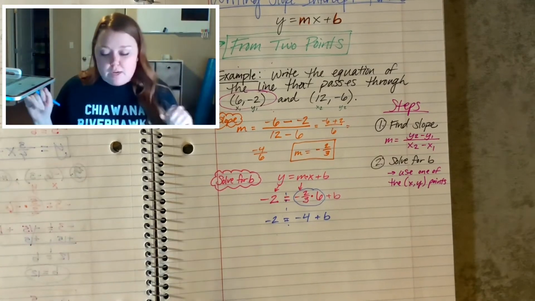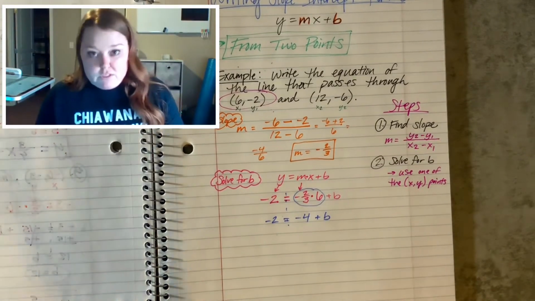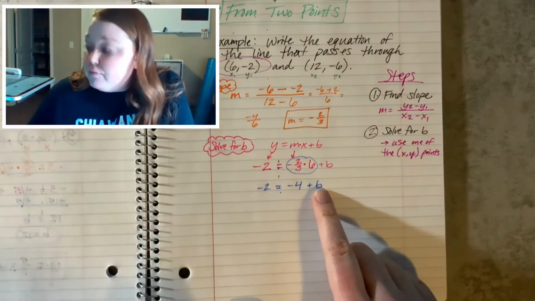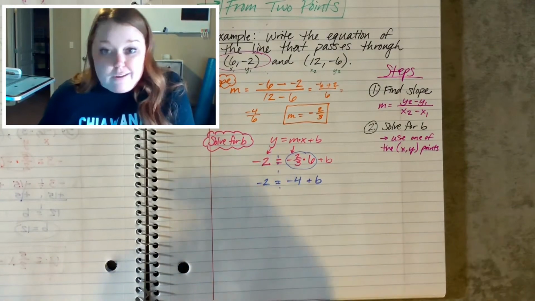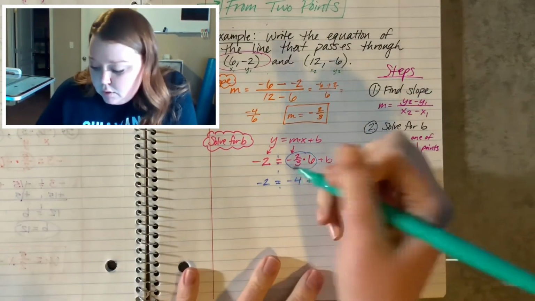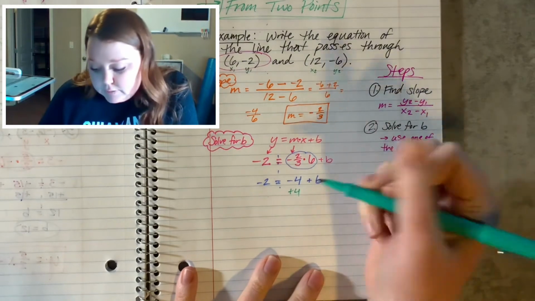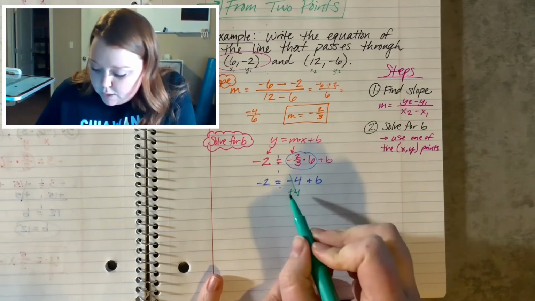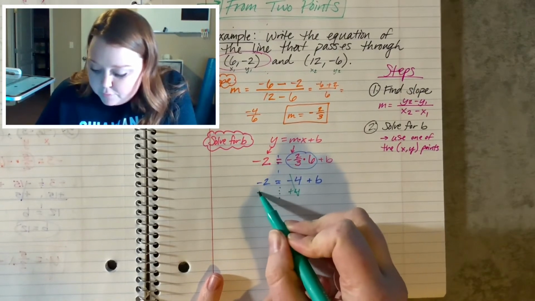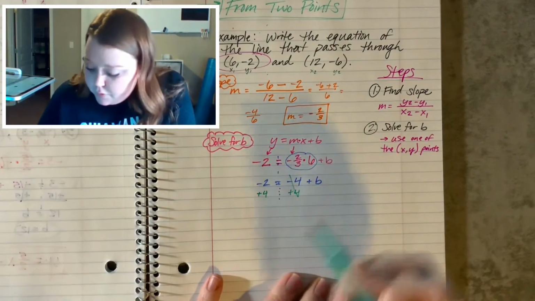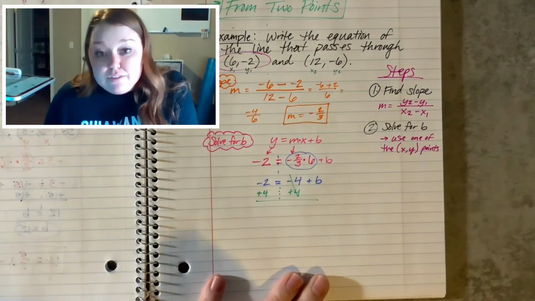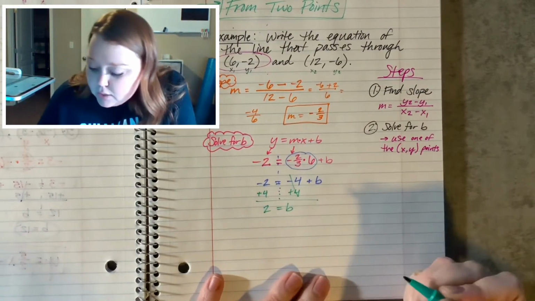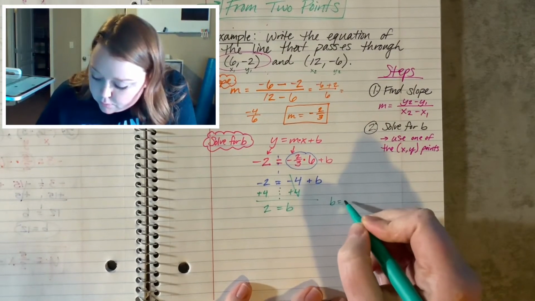Now that everything's simplified on both sides, this is where I get to start moving stuff or canceling things out, however you want to think about it. I want to get b by itself. Right now, the negative 4 is hanging out there. Get rid of the negative 4. How? By adding 4. Because negative 4 plus 4 is 0. It's nothing. It disappears. But whatever I do on one side, I have to do to the other. Negative 2 plus 4 is positive 2. So we got b equals 2.